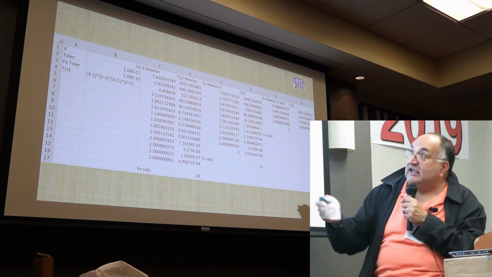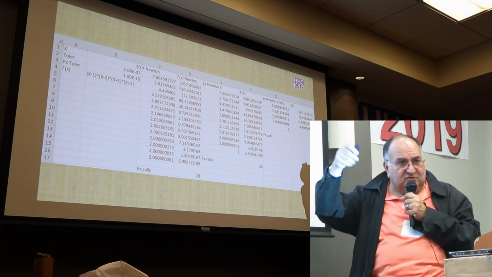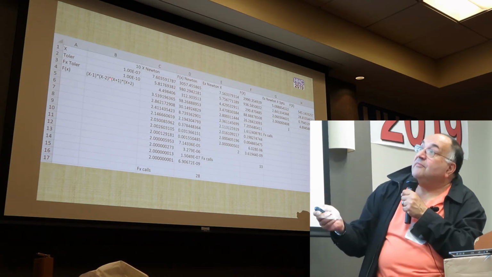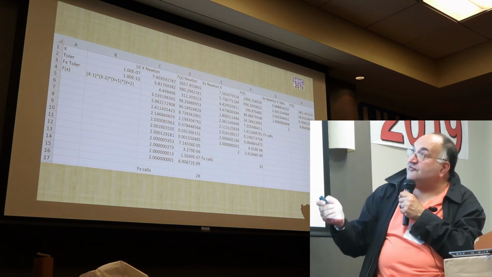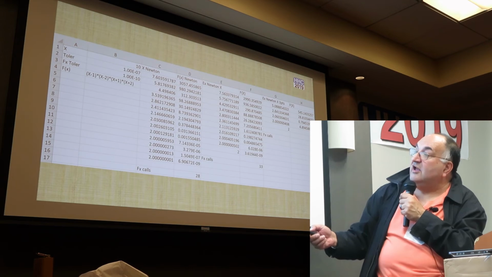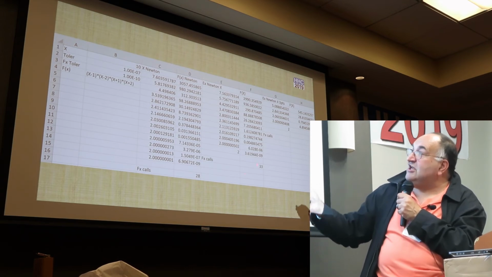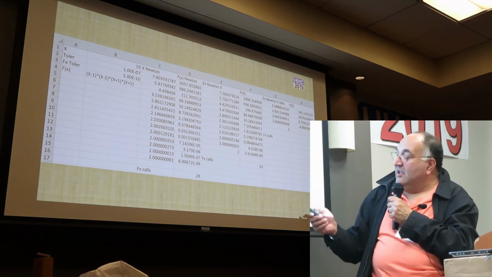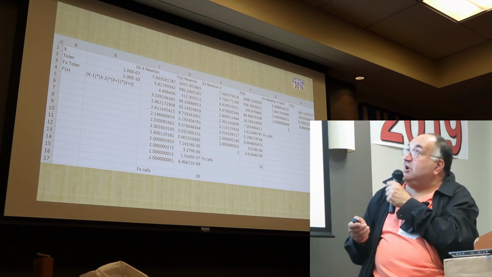minus 2. And I give an initial guess of 10. So I'm going to zoom in on the root x equals 2. Again, I'm using the same tolerances as before. This is the forward difference. And you have 14 iterations, 28 function calls. This is the central difference. Oh, sorry. More function calls, but fewer iterations.